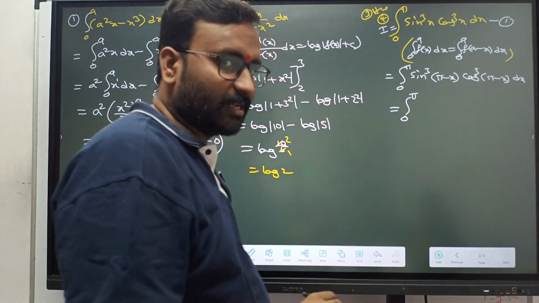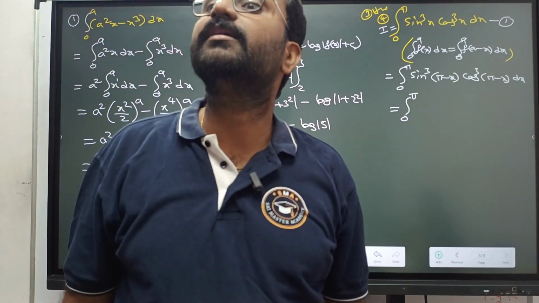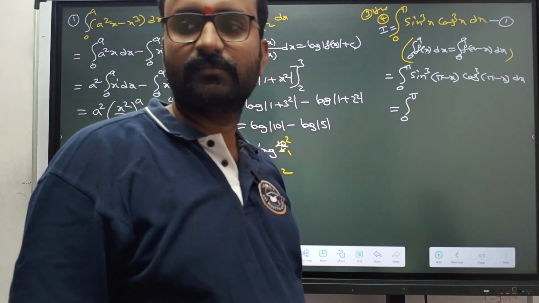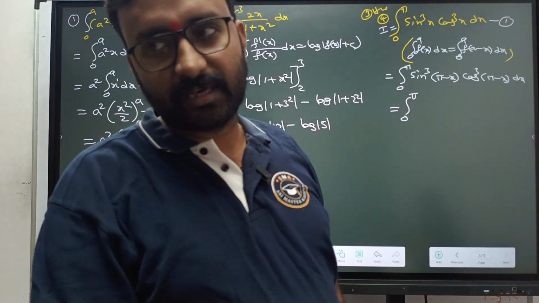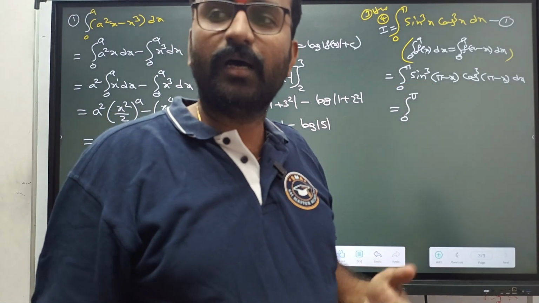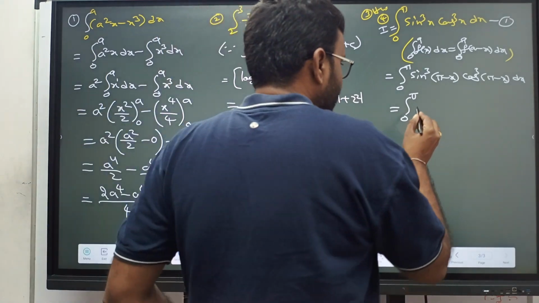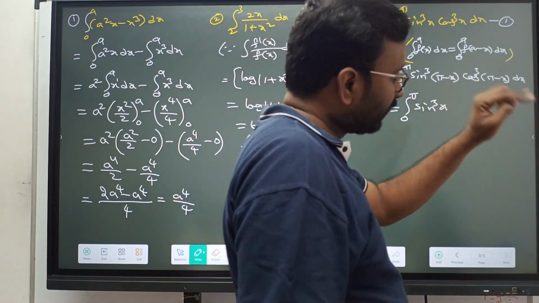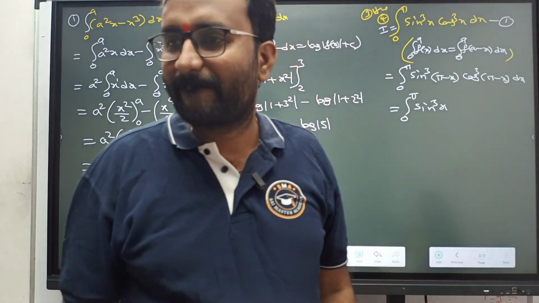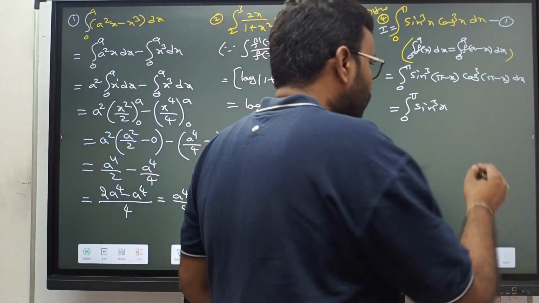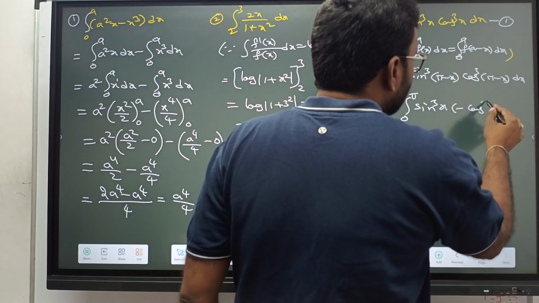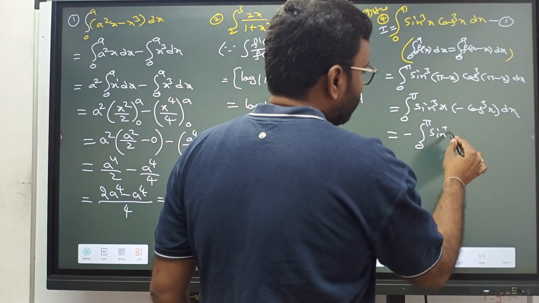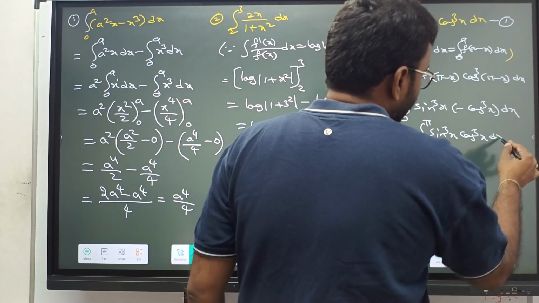What is sine of 180 minus theta? 180 minus theta is in which quadrant? Second quadrant. In the second quadrant, sine is positive, and it is an even axis for sine, so you will get sine theta. What about cos of 180 minus theta? Minus cos theta. Very good. So that is minus cos cube x, right? So it will become minus integral 0 to pi sine cube x cos cube x dx.